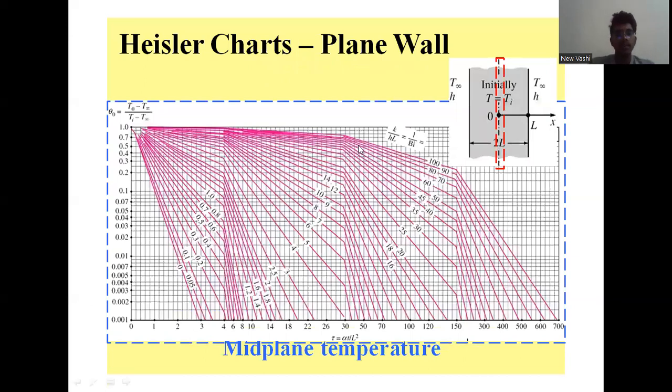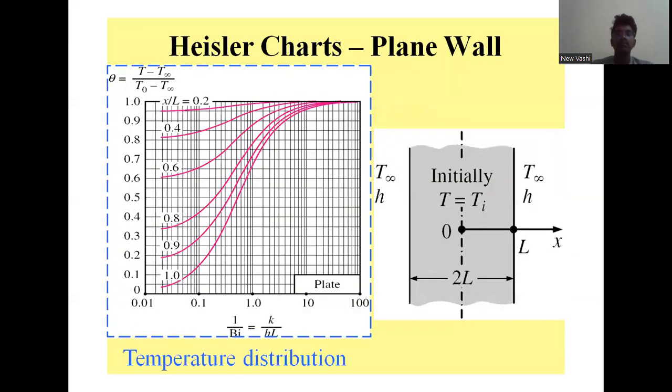This is a Heisler chart for a plane wall, with the midpoint temperature. Heisler charts of a plane wall. The temperature distribution initially T is equal to Ti, T infinity, h, L, x.